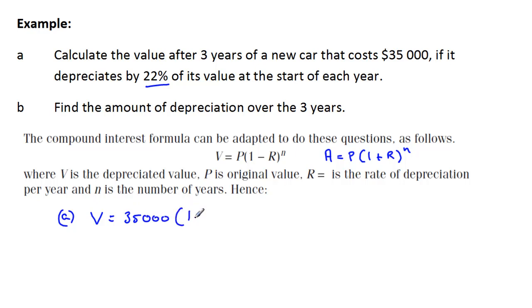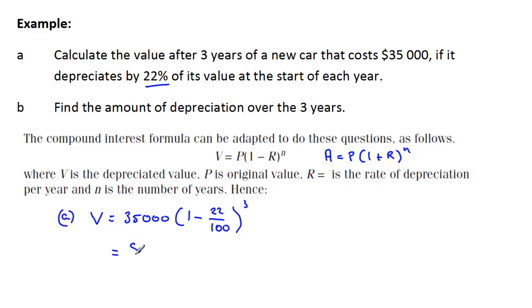Then it's 1 minus the interest rate is 22. Well, it's not interest, sorry, depreciation rate, 22%. So we divide it by 100 to make it into a decimal. And we're going to do this for 3 years. Now, I'd like you to get your calculators out and check that you get this answer. And I'll write it down, but if you need to pause the video, pause it.